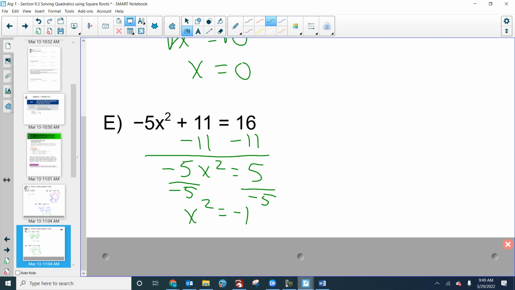Stop passing notes. Jill, what do I do now? How about square root both sides? Bailey, what's the square root of negative 1? Plus and minus 1. You have the right to be wrong. We live in the United States of America. Positive and negative, no solution.